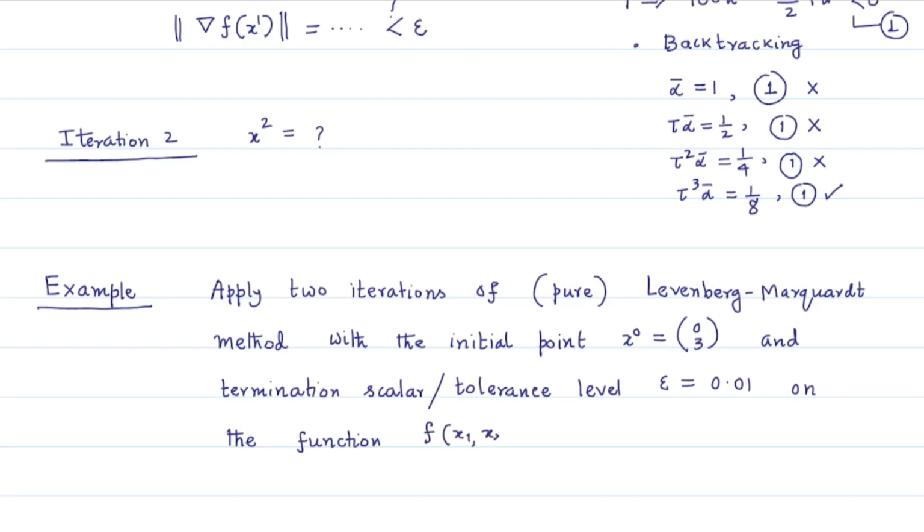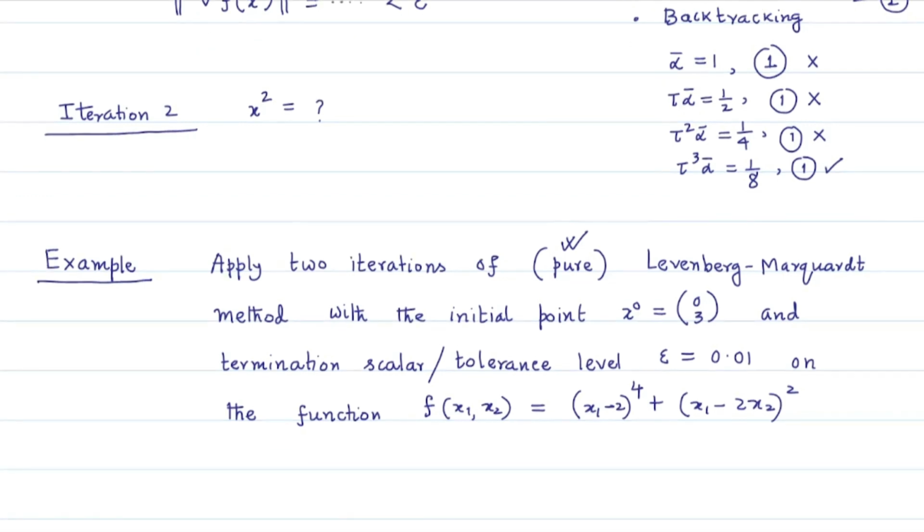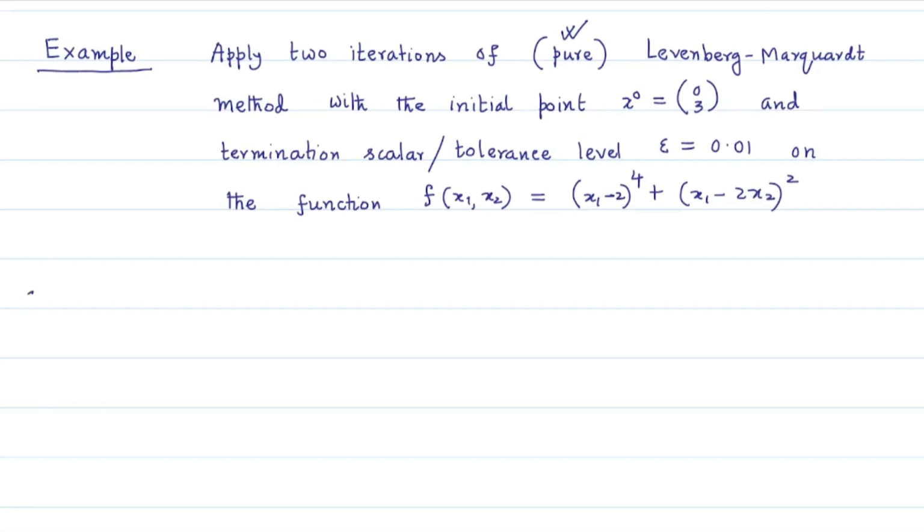f(x1, x2) = (x1 - 2)^4 + (x1 - 2x2)^2. By pure Levenberg-Marquardt method, we mean the Levenberg-Marquardt method with the step length equal to 1. Like in pure Newton method, we consider the step length to be 1. Similarly, in pure Levenberg-Marquardt method, we will consider the constant step length 1.